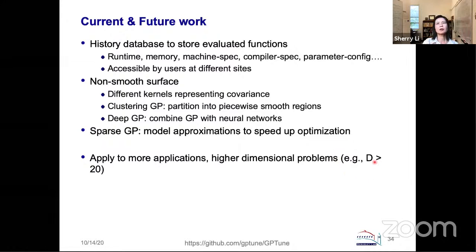The most challenging problem, probably, in terms of accuracy of the model, which we haven't encountered yet, is even higher dimensional problems. When the number of parameters is bigger than 20, if you read the papers, they say that could be quite difficult for this kind of optimization.